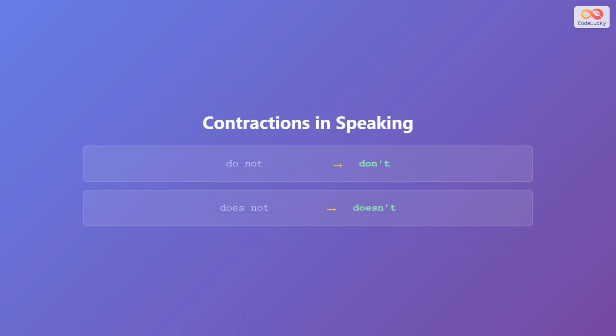In everyday conversation, we usually use contractions. Do not becomes don't, and does not becomes doesn't. These contractions are very common when speaking English. In formal writing, you might sometimes see the full forms, but contractions are preferred in most situations.